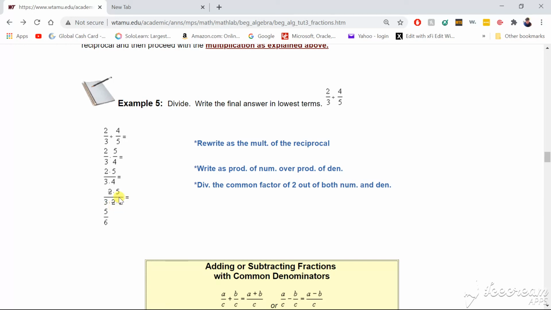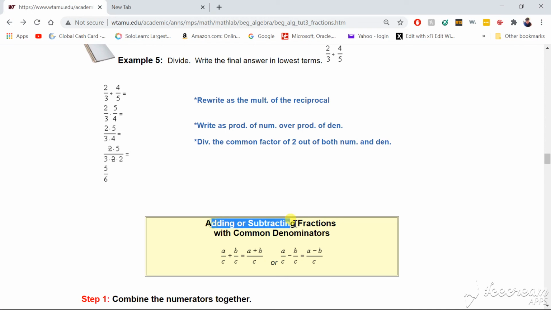Alright, 3 times 2 becomes 6. Sorry if I was abrupt in that one. Alright, and now it's 5 over 6.